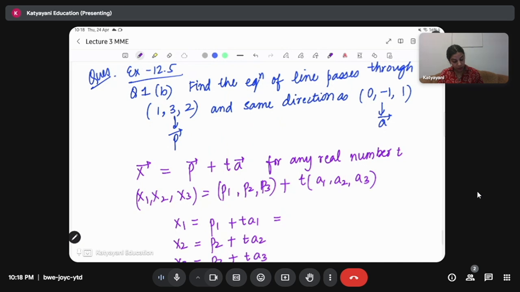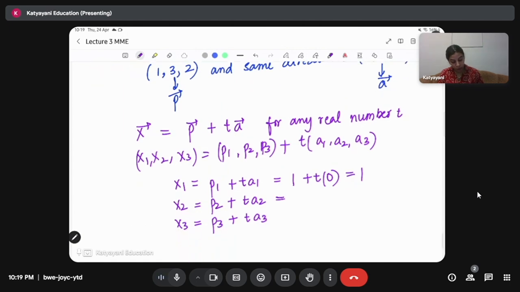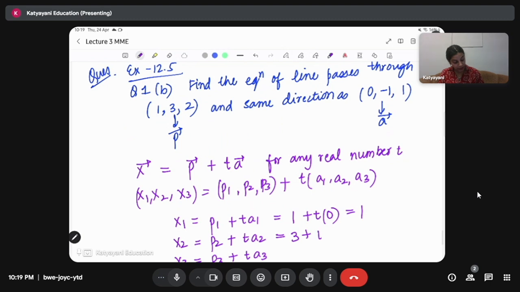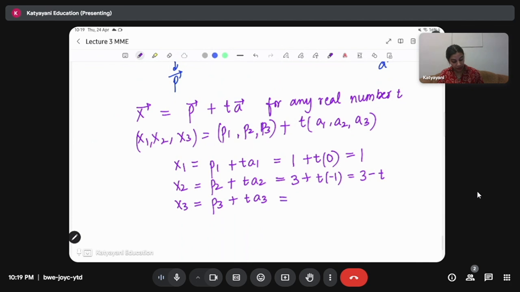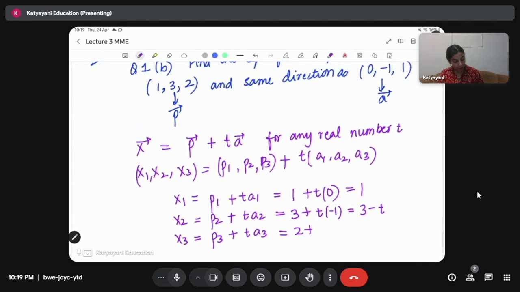Now what is p1 here? P1 is 1 plus t times a1, which is 0, so this is nothing but 1. P2 here is 3 plus t times -1, which is 3 minus t. And x3 here would be p3, which is 2 plus t times 1, which is 2 plus t. So this is the equation of the line that passes through point P, which is (1, 3, 2), and has the direction of the vector A, which is (0, -1, 1).